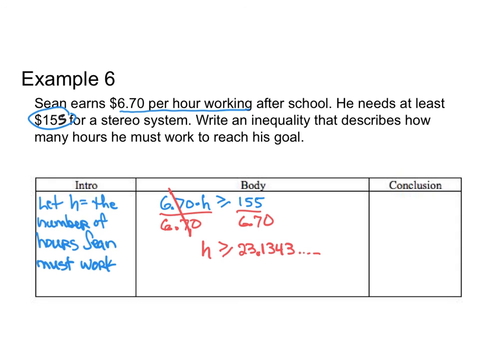Normally when you work, you work in full hours. Yes, you can do half hours, but we're going to do it as just full hours. So he actually needs 24 hours. 24 or more hours is really what it is saying, but he at least has to have 24 hours. So Sean must work at least 24 hours to get his stereo system if we want to say that.